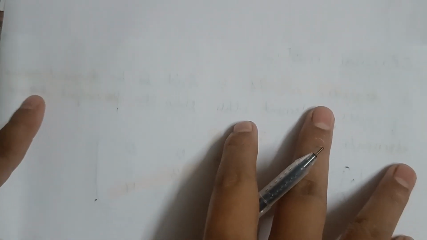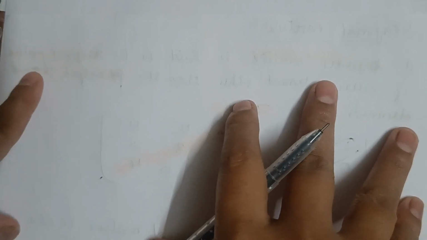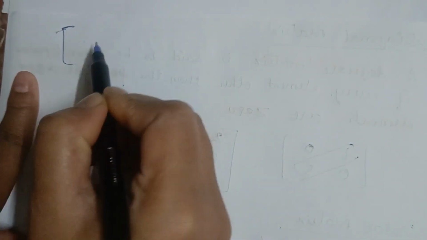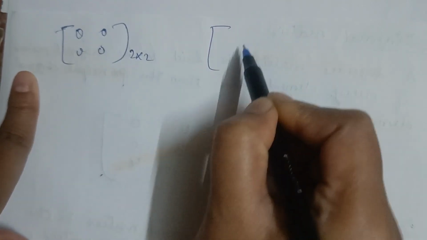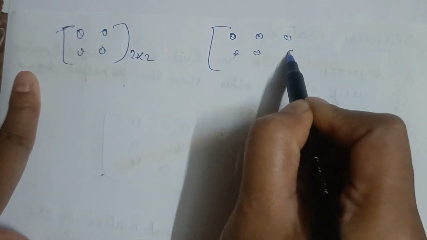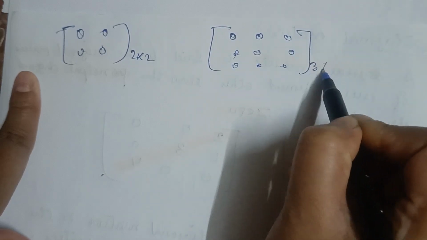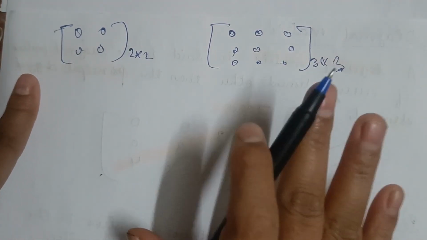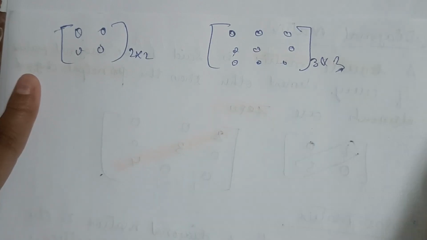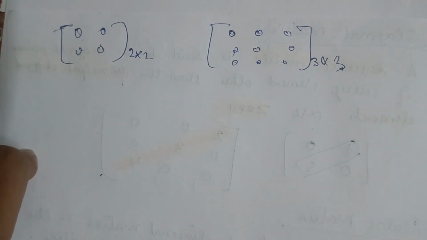And we will go with the example now. You can see 0 0 0 0. This is a 2 by 2 matrix, or if you go with a 3 by 3 matrix, it is going to be like this. This is our null matrix. All the elements have to be 0. It could be a square matrix or a non-square matrix. It does not matter.